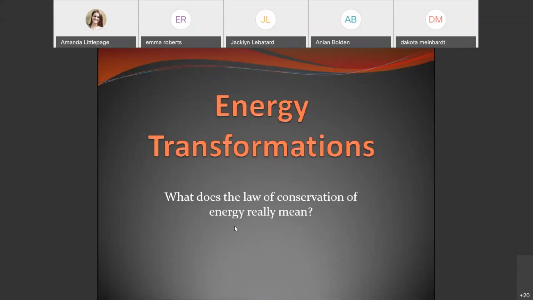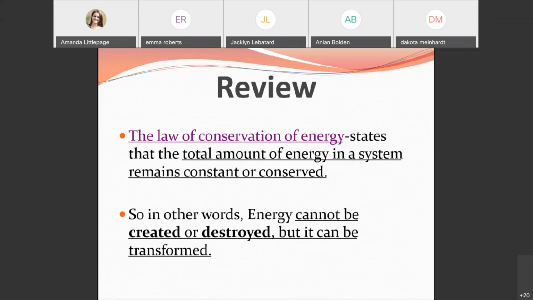All right. So remember that the law of conservation of energy, what does it mean? Well, the total amount of energy in the system remains constant. Energy cannot be created nor destroyed, but it can be transformed. What I've tried to do here is underline key points. If you're following along, I'll give you a minute or so to take these notes down. If you get behind, that's okay, because you have access to the document in Schoology, so you can always go back and fill your notes in.